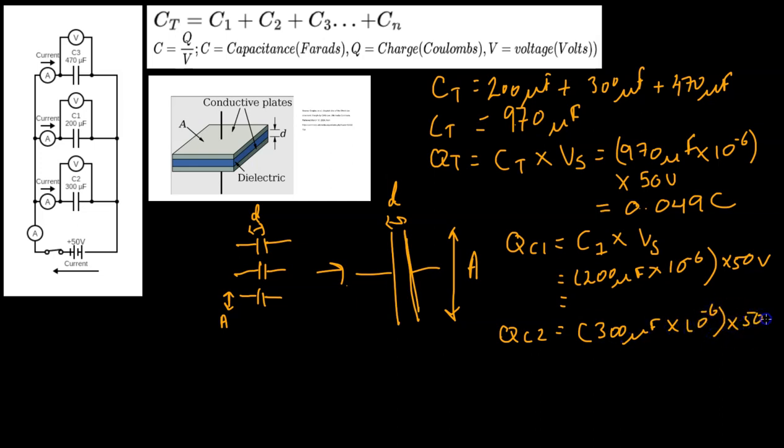50 volt supply. And the same with capacitor 3, which is a 470 microfarad capacitor. And again, 50 volts. Let's put all of those into the calculator and record the values, and they should equal, when we add them all together, 0.049. So let's grab our calculator.